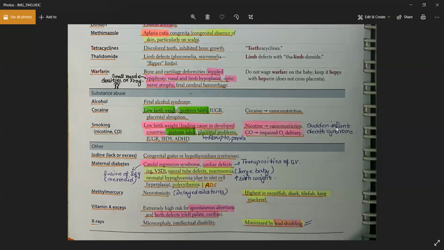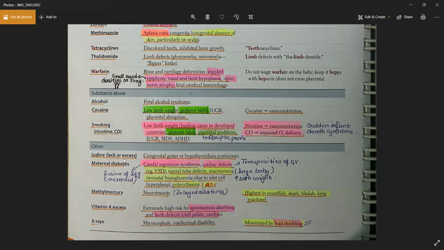So remember, sudden infant death syndrome is very important. Within 1 year after delivery, if the mother smokes cigarettes around the infant, then the infant can have sudden infant death syndrome. We will discuss that shortly. Another one is iodine. If you lack iodine, you can have goiters or hypothyroidism because of that.